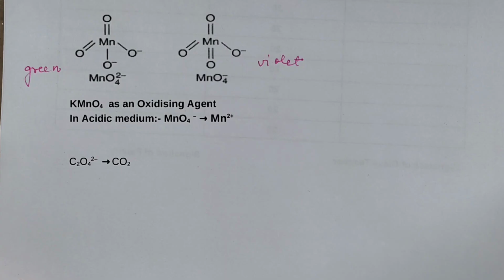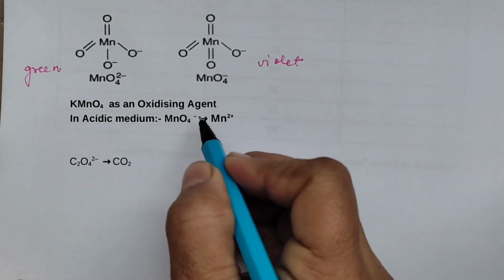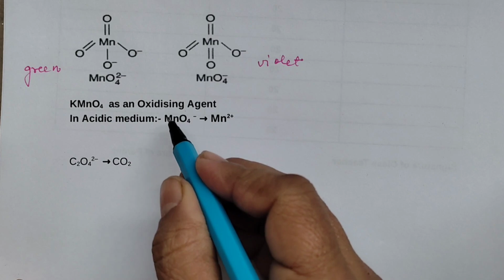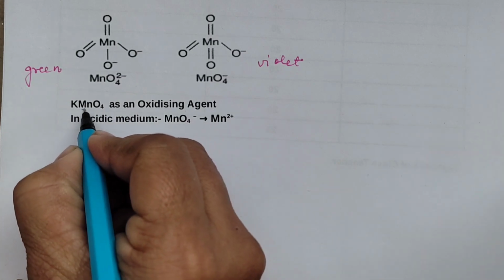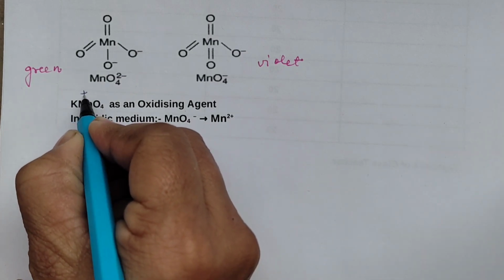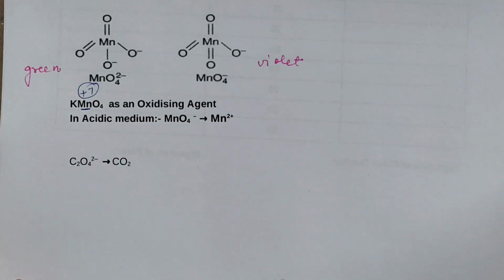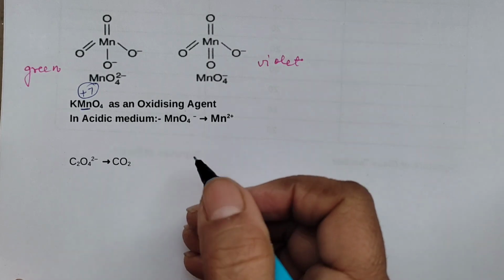Now moving on to the properties. KMnO4 is a very good oxidizing agent. First thing, how do you justify it's a good oxidizing agent? Because Mn in this is in the highest oxidation state. Whenever any element is in its highest oxidation state, it has to act as an oxidizing agent, meaning it has to now reduce. It cannot go beyond 7. So this is an oxidizing agent.